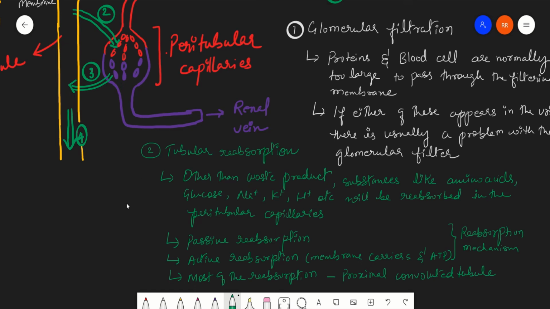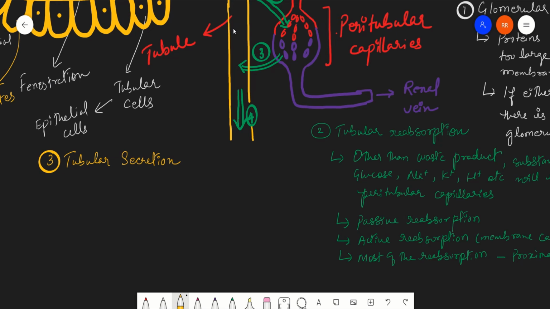Now next let's come to tubular secretion. Tubular secretion means when the substances move from the peritubular capillaries back to the tubule, that is the renal tubule. This is known as tubular secretion.